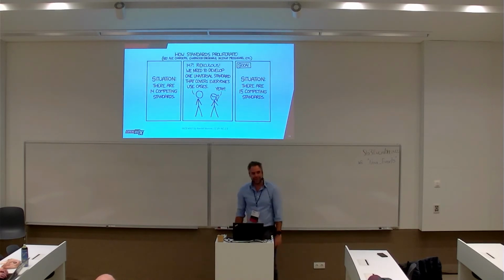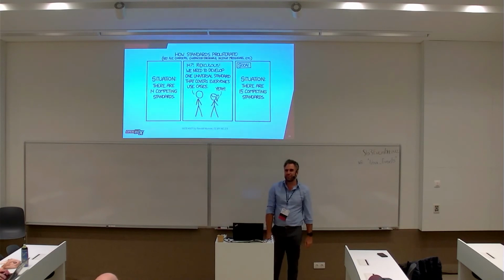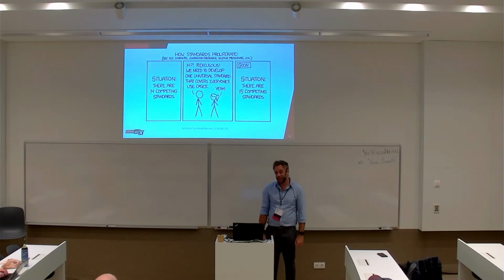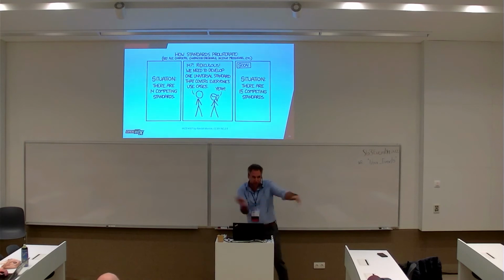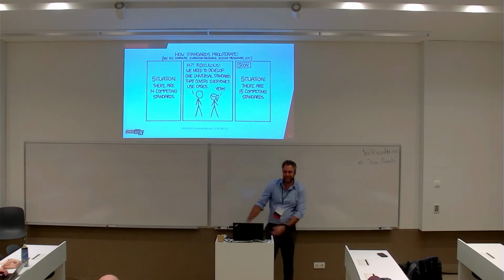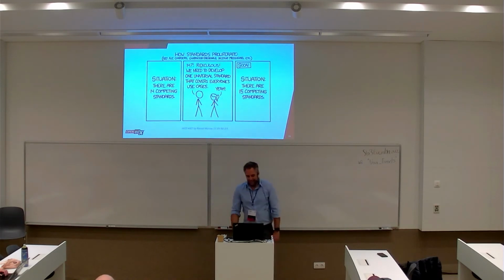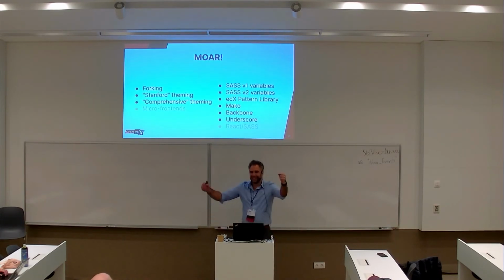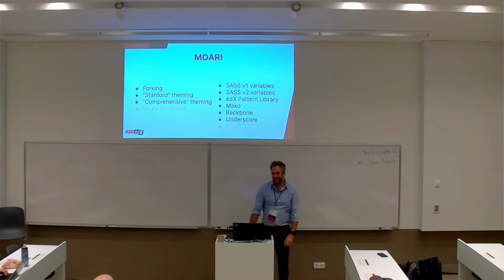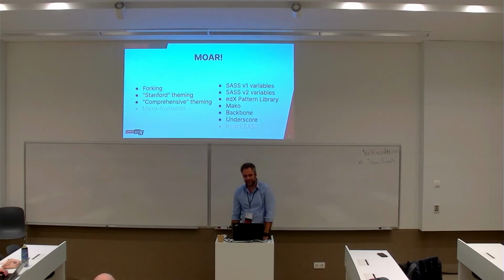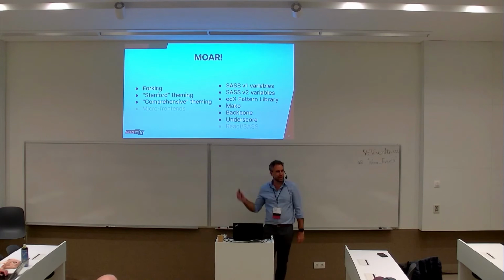So what do you do when you have a lot of competing standards and you want to build a new one? You end up with those old standards plus a new one. You don't get rid of all the other ones, you just have one more. So now we have comprehensive theming, Stanford theming, and micro-frontends. We have Sass variables, a pattern library, Mako, backbone underscore, and React Sass to deal with today. If you want to see theme stuff, this is what you have to deal with.